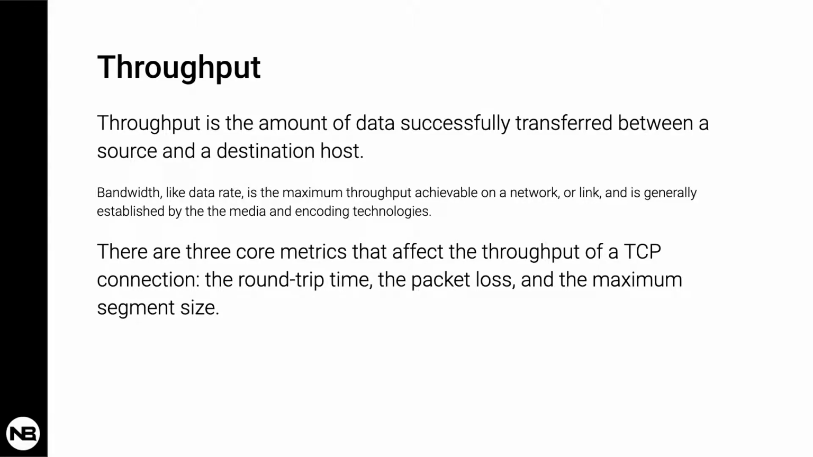So there are three core metrics that affect the throughput of a TCP connection. Round trip time, which is the time that it takes for a packet to go back and forth between a source and a destination host. Packet loss, which is the percentage of packets not received or received malformed at the destination. And maximum segment size, which corresponds to the amount of data that can be sent on the network without being acknowledged by the receiver.